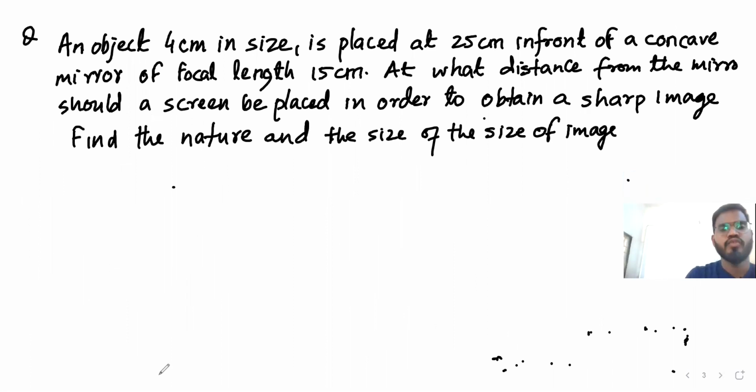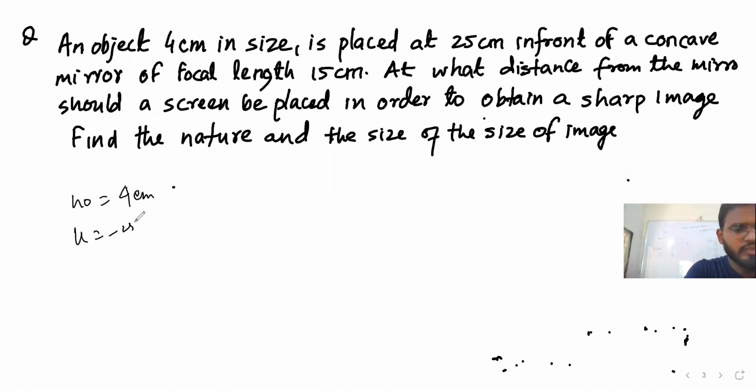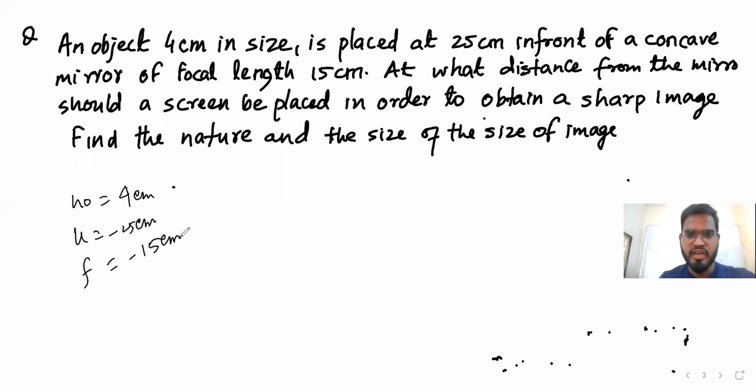An object 4 centimeter in size. HO is how much, guys? HO is 4 centimeter. Displays 25 centimeter, minus 25 centimeter, in front of a concave mirror of focal length 15 centimeter. Concave mirror, so obviously it is in front of a concave. Concave focal length is what? Negative only, right? This is given. At what distance should a screen be placed in order to obtain a sharp image? Find the nature and the size of the image.